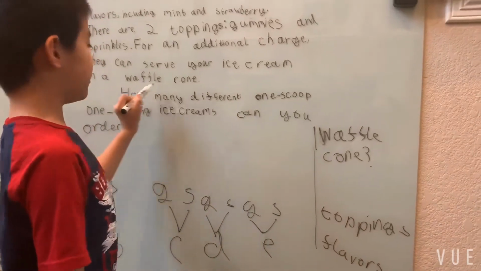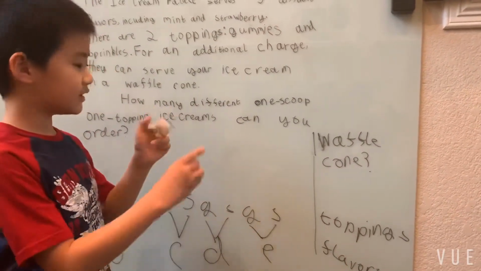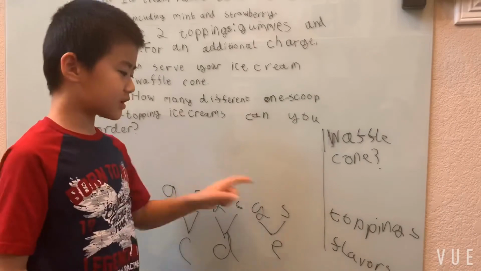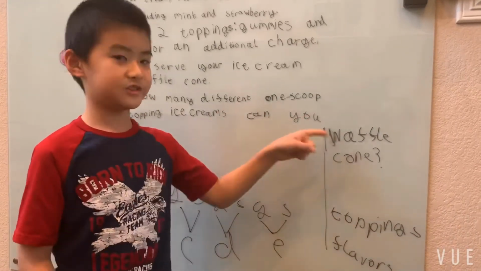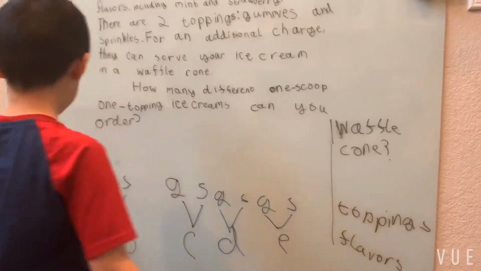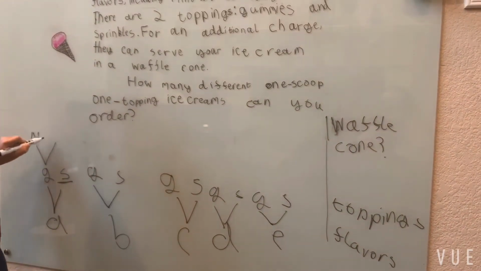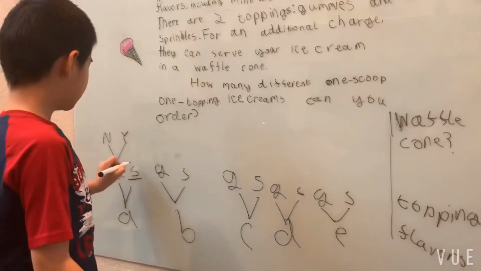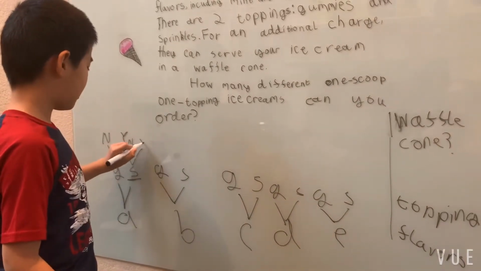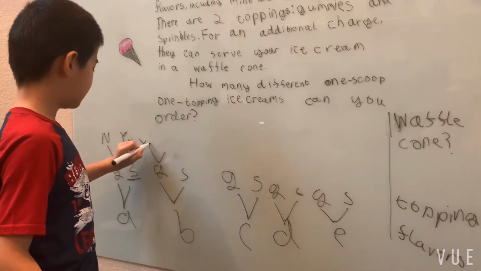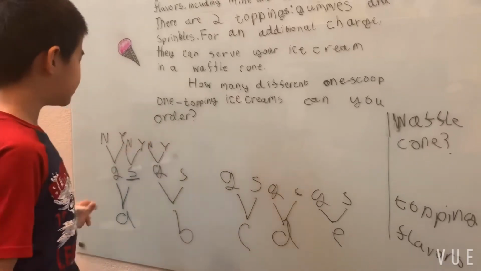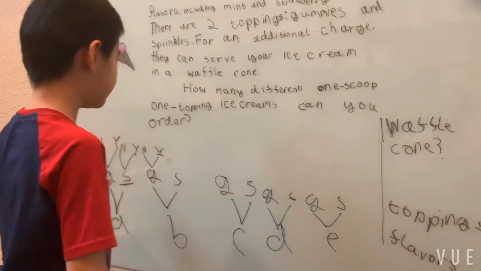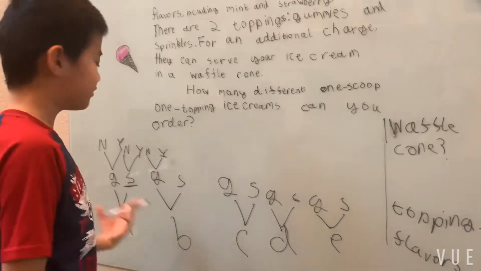But here it didn't say you have to have a waffle cone. It just said you can order your ice cream with a waffle cone. So for each of these, we're gonna say N or Y, for no waffle cone or yes waffle cone. I'll write another 2 branches sticking out from each of these possibilities. If I'm here at this Y, I have yes waffle cone, I have gummies as my topping, and I have flavor B, whatever that is.